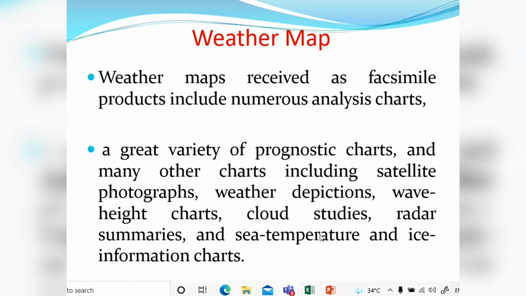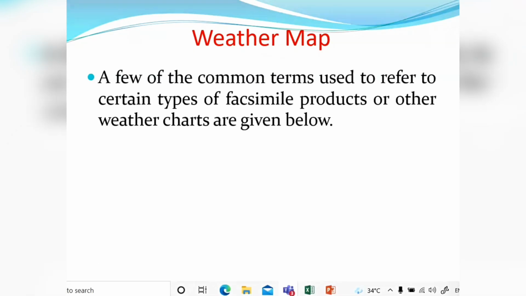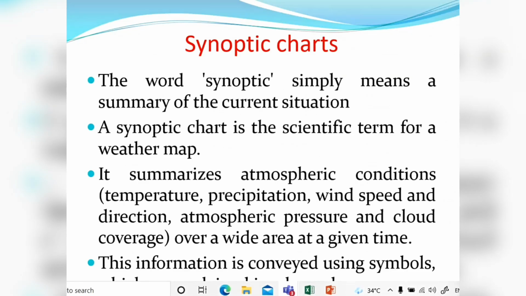A few of the common terms used to refer to certain types of facsimile products or other weather charts: first of all is synoptic charts. What are synoptic charts? The word synoptic simply means a summary of the current situation. We want to know what is happening in the immediate future, the next 6 hours, what type of weather. And second, when I am passage planning, I am interested in the weather beyond the 6 hours, 24 hours, 48 hours ahead. That, a little ahead, we call prognostic charts. Synoptic charts are basically giving you the current situation of the weather.